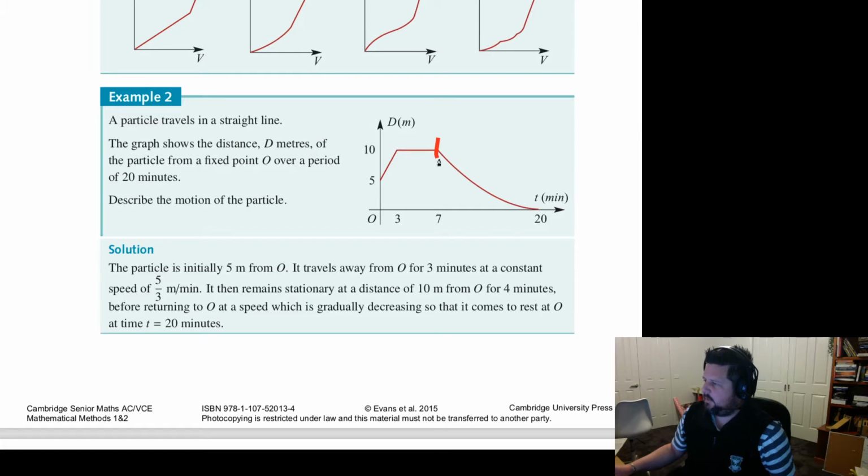So at the 7-minute mark, this is where the particle is moving back towards the origin. And you can see here it is gradually decreasing its speed so that it comes to rest here at the origin. And it arrives at the origin at 20 minutes, or time equals 20.